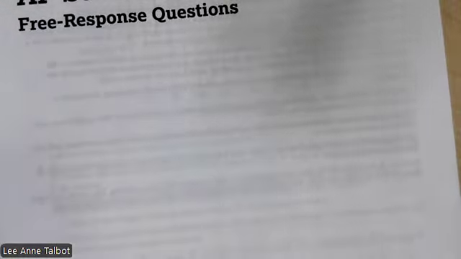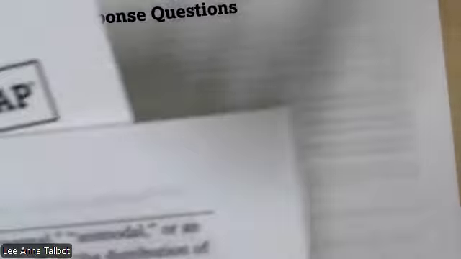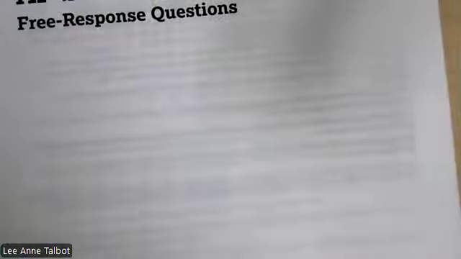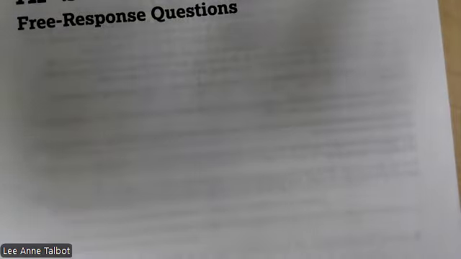Interestingly enough, there are no points for shape. However, you should have said something about roughly symmetric and left skewed. It was not left skewed, it was right skewed. Country A was right skewed, country B was roughly symmetric. They didn't actually grade that though.